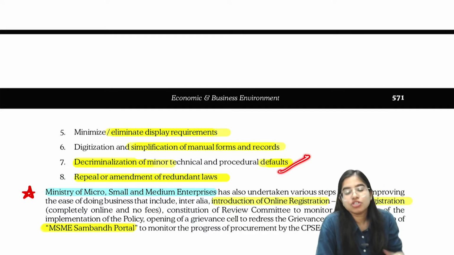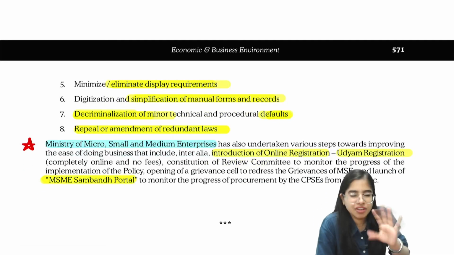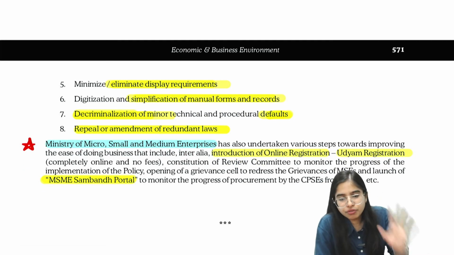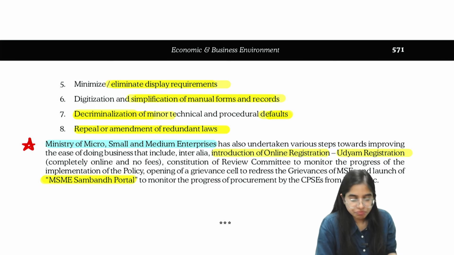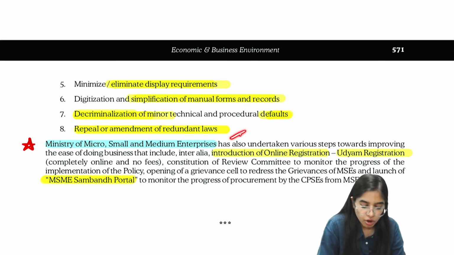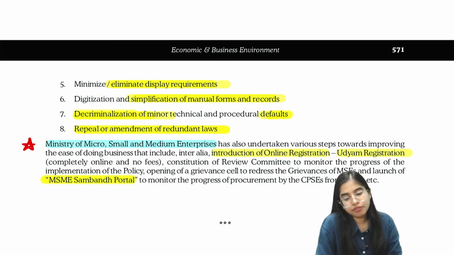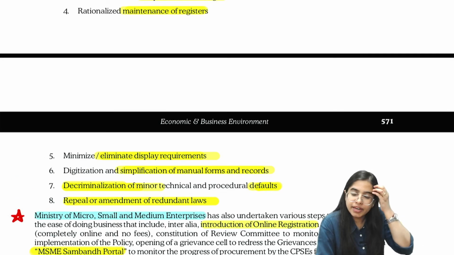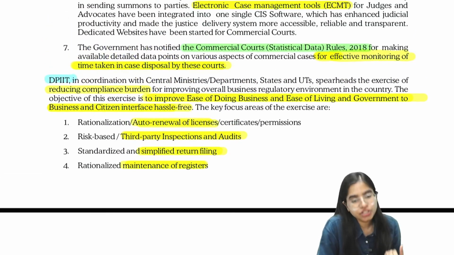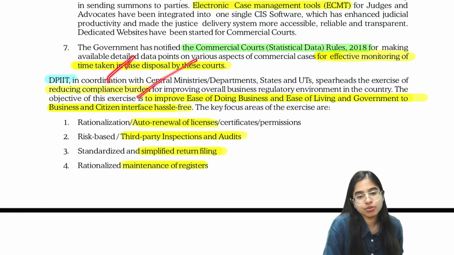So decriminalization of minor default. If a minor default is there, we will give you a warning, and we will release you. We will not penalize you, we will not say you have committed a crime. Repeal or amendment of redundant laws. Redundant means repetitive laws. So we have deleted any repeated laws, repealed or amended all the redundant laws. All these are the initiatives taken by DPIIT for reducing compliance burden.